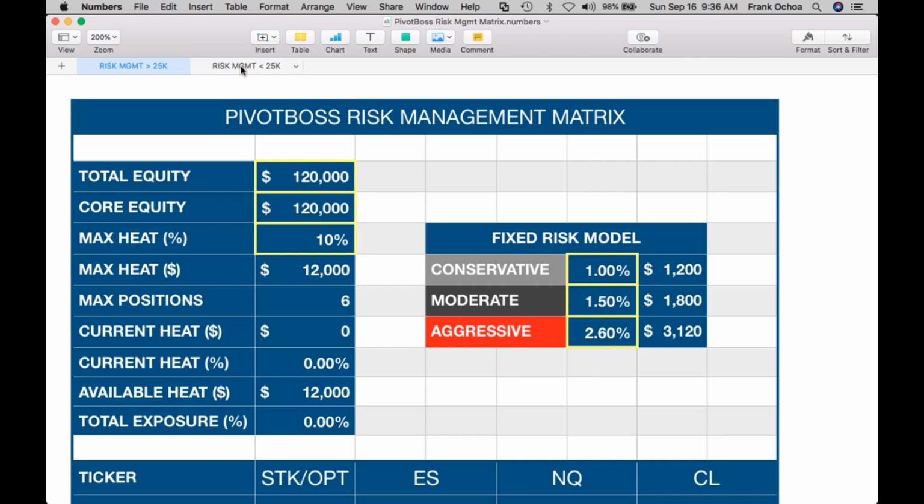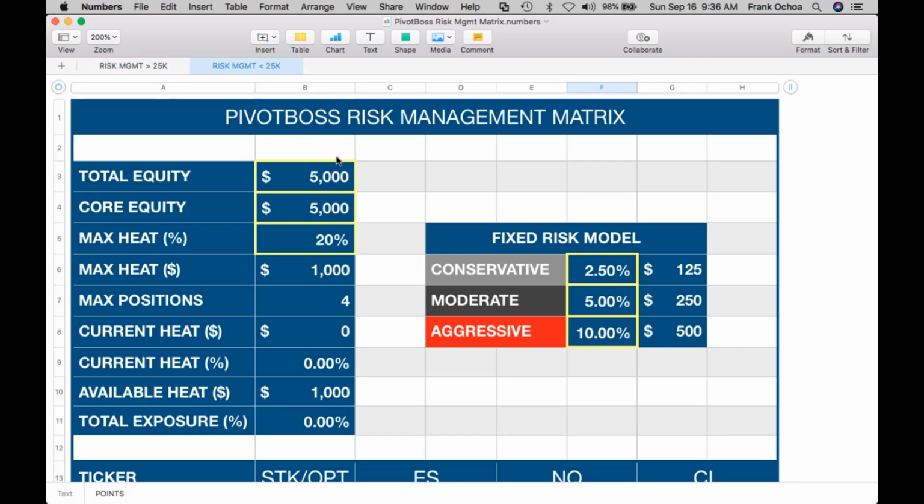So if you look over here at risk management below 25K, for example, if you had a 5K account, this is what it could look like. With a 5K account, if you haven't taken any trades yet, you'd have 5K total equity, 5K core equity. Say you have 20% max heat because it is an account of less than 25K, so you may want to risk a little bit more to make a little bit more. That means you would risk $1,000 at any one time. And if you are using, say, 5% of the account as a moderate entry, you're risking $250 per trade.